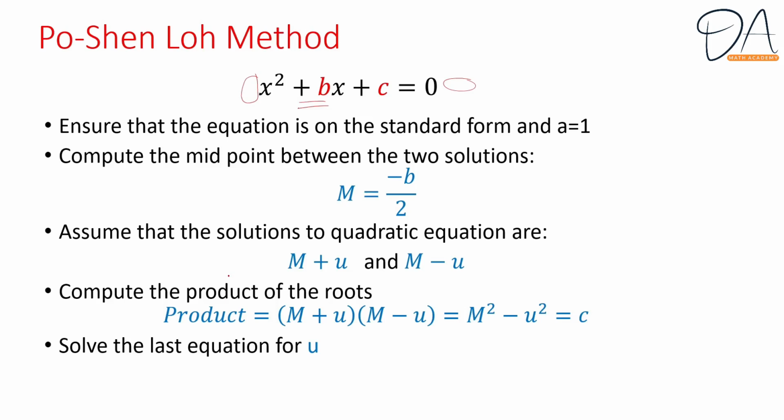And then we'll assume that the solutions are m plus u. This is m, the midpoint, plus u as unknown, which is the distance between the midpoint and any of the roots. And the other one will be m minus u. And then we'll utilize what we learned also about the product. So we know that the product is c, but also based on our assumption, it's the product of these two roots, which is m squared minus u squared equal to c. And we'll solve this equation for u, and from there we'll be able to get the roots.